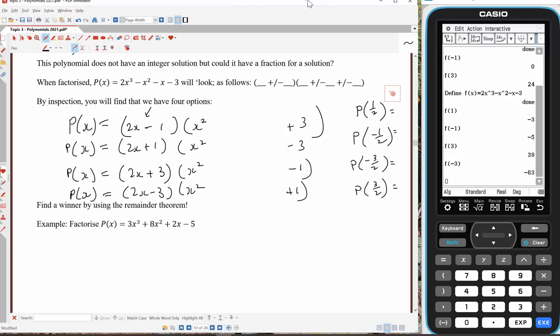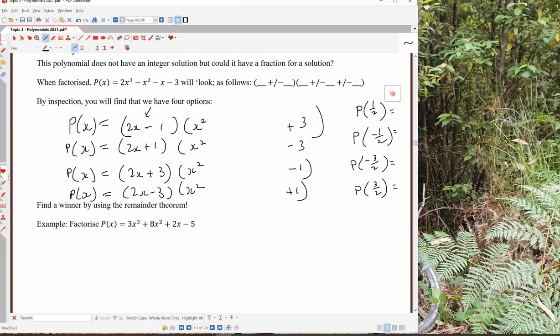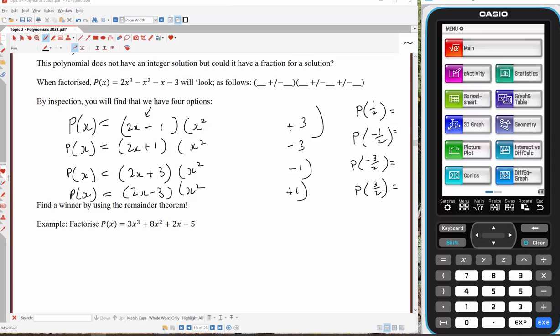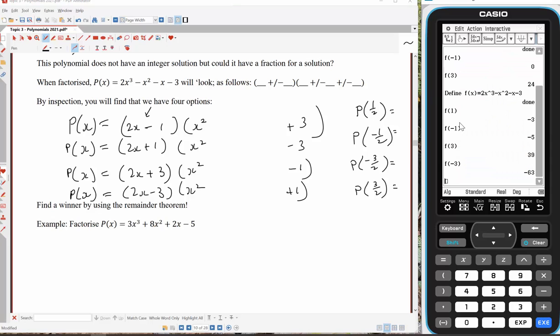If this was non-calculator, you'd have to put those fractions into this cubic. But there's no way I'm going to consider doing that. I'm going to do this on the calculator. My calculator has just played up. All right, there it is, reinstated.